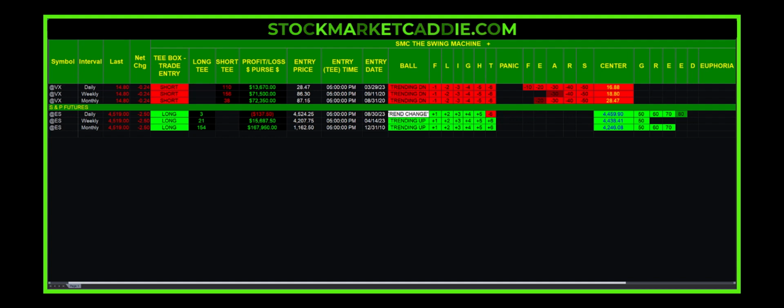Any further rally in this market, in our view, on a daily basis, is an opportunity not to buy, but an opportunity to sell.